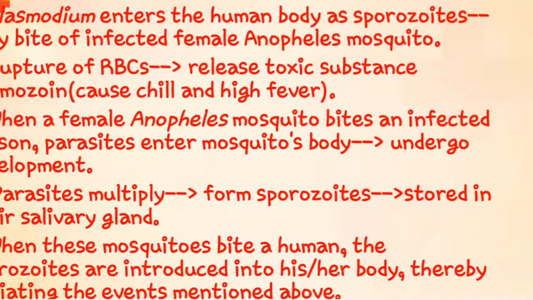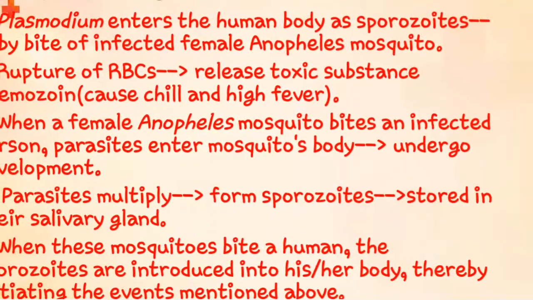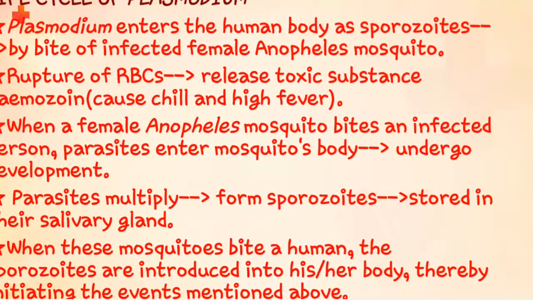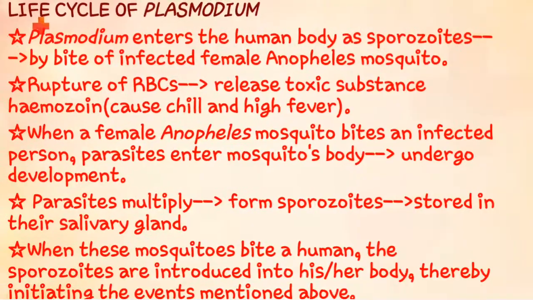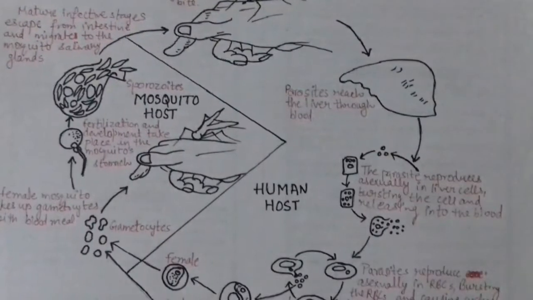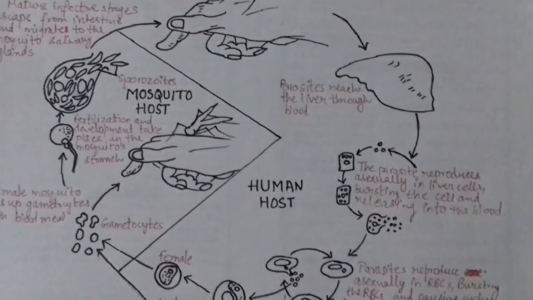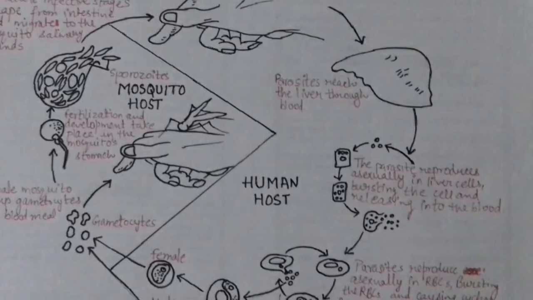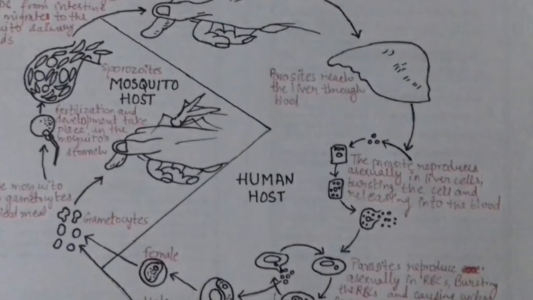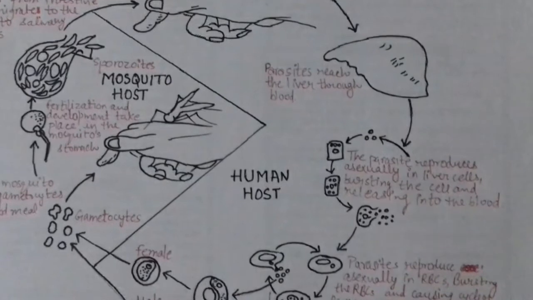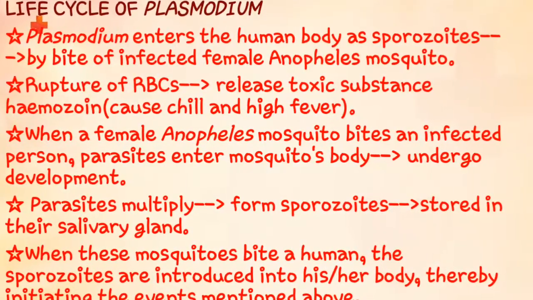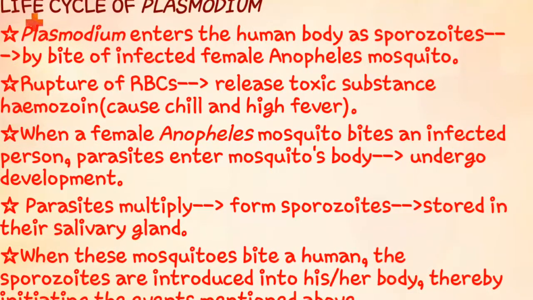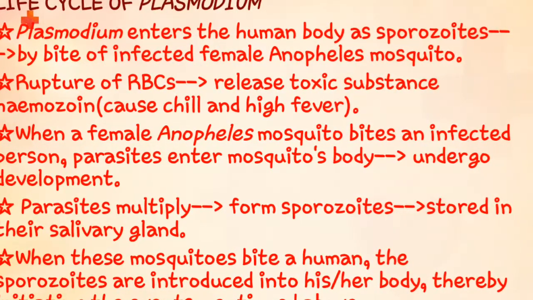Next is a very important part, that is the life cycle of Plasmodium. First, Plasmodium enters the human body as sporozoites, that is, the infectious form, through the bite of an infected female Anopheles mosquito. The parasite multiplies in liver cells and then attacks red blood cells, resulting in rupturing of RBCs. This releases a toxic substance, hemozoin.